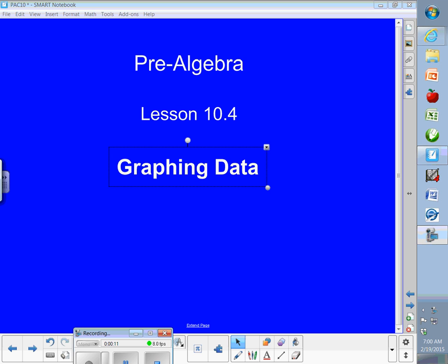All right, pre-algebra lesson 10.4, graphing data. So we're going to look at some of the graphs for graphing data. Of course, we've already looked at stem and leaf plots. We've looked at broken line graphs. We've looked at histograms. And so today we want to look at some other aspects of graphing data.